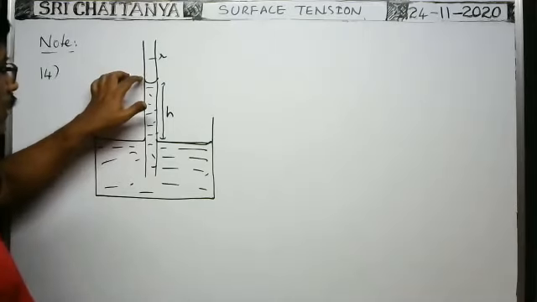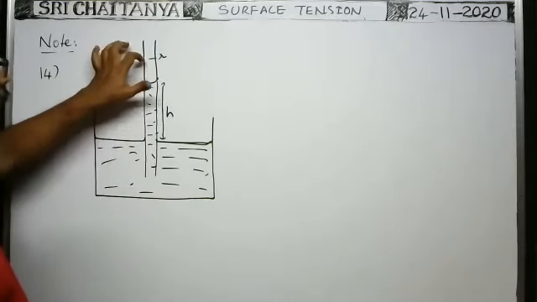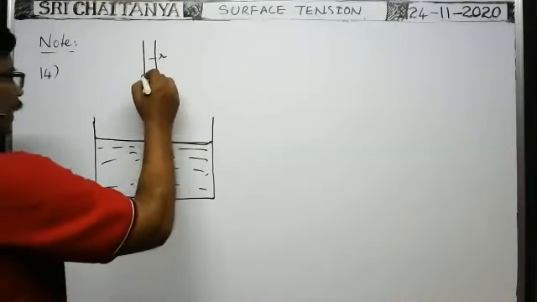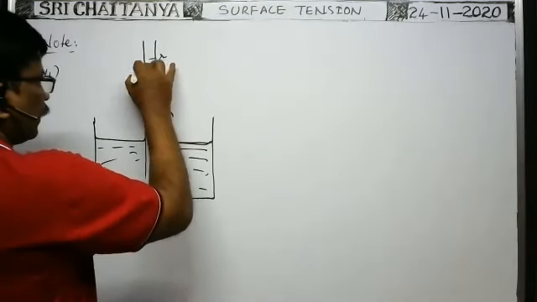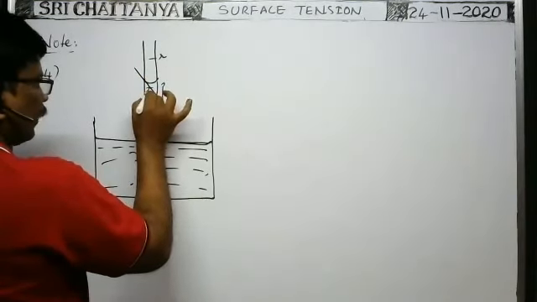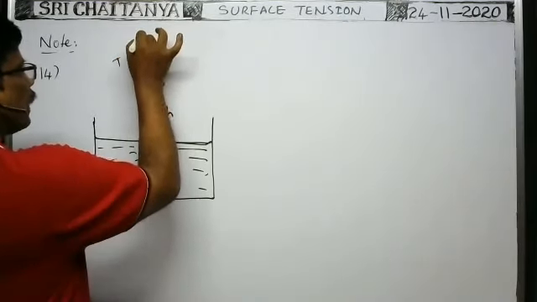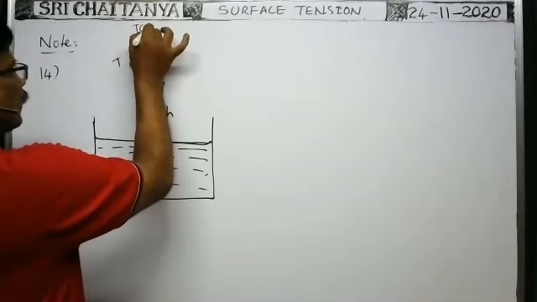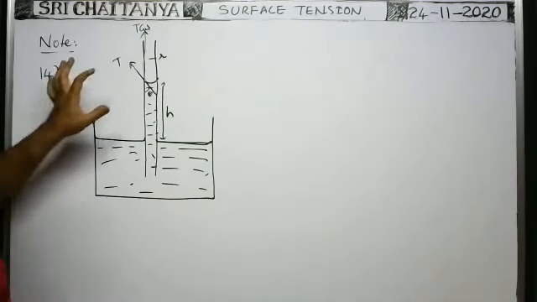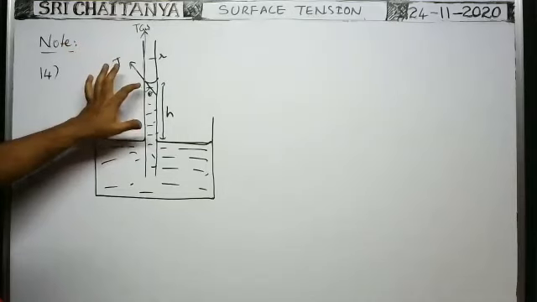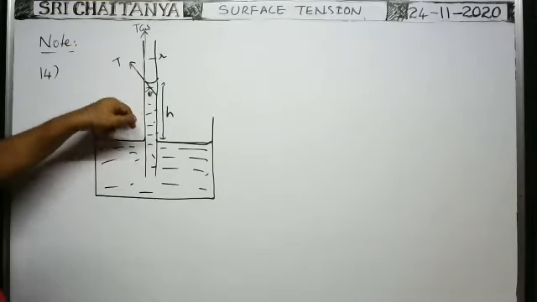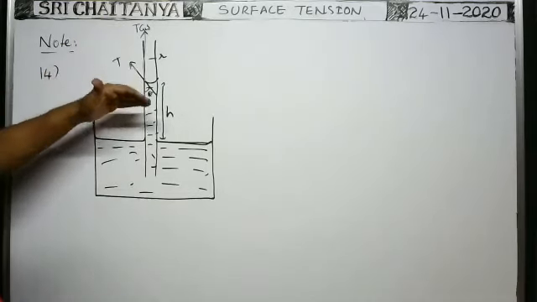Because the force due to surface tension acts on the meniscus in a vertically upward direction. At this point of contact, when you draw the tangent, this is the angle of contact, and this is the direction of the surface tension. Taking the component of the surface tension in this direction, that is T cos theta. So because the force due to surface tension acts on the meniscus of the liquid in a capillary tube vertically upwards, the liquid level rises.